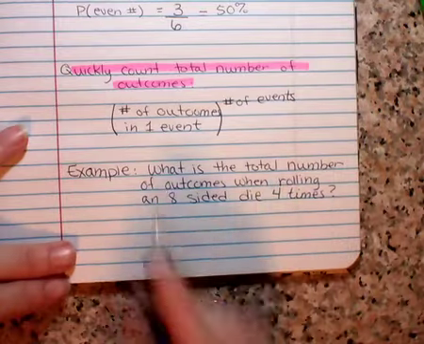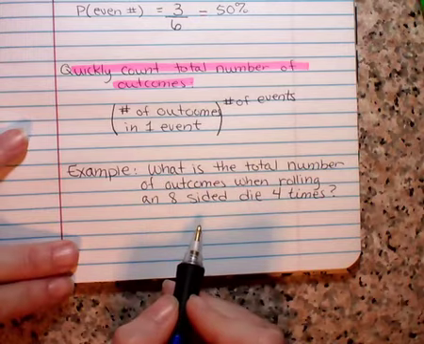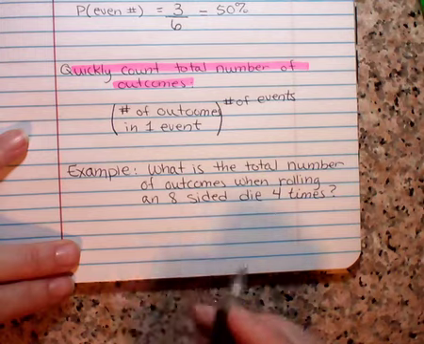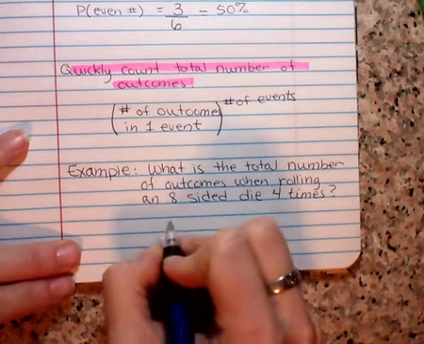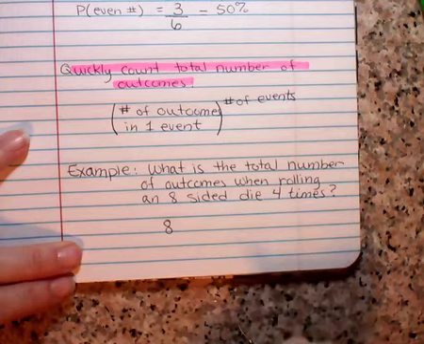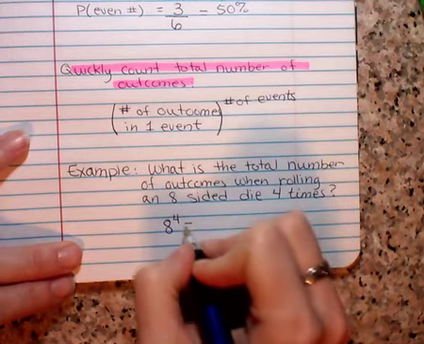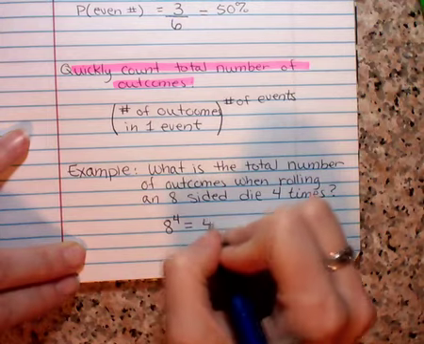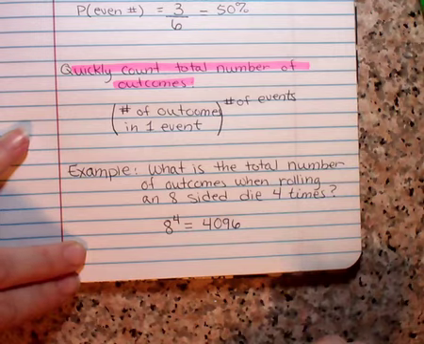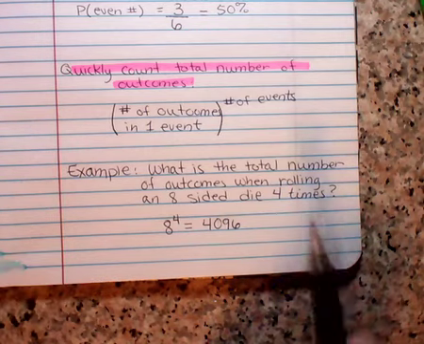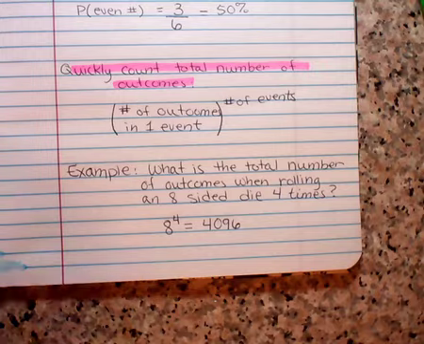So for example, what is the total number of outcomes when rolling an 8-sided die 4 times? Well, if it has 8 sides, then in each roll we could get a possible 8 outcomes. And since we're rolling it 4 times, we would take that to the power of 4, or that is 4,096 possible outcomes. Okay. So that's just a very basic intro to probability. It's not everything there is to know about probability, but it gets us a good start.